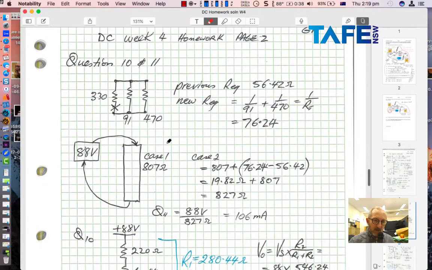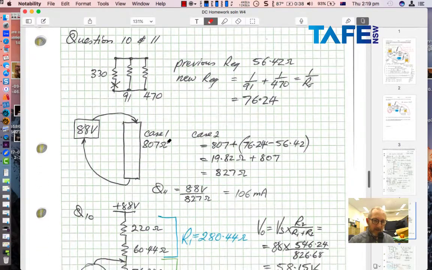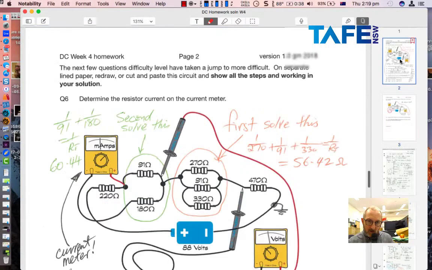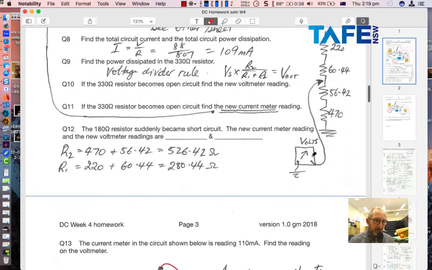Question 10 and question 11. Let's just go back and read what it says. It looks like it says something about taking the 330 ohm resistor out of circuit. Question 10, if the 330 ohm resistor becomes open circuit, find the new voltmeter reading. Ooh, so that's going to change the dynamics of this part of the network. If we take a resistor out, we're going to increase the value of that slightly. So let's jump back down and have a look at that.